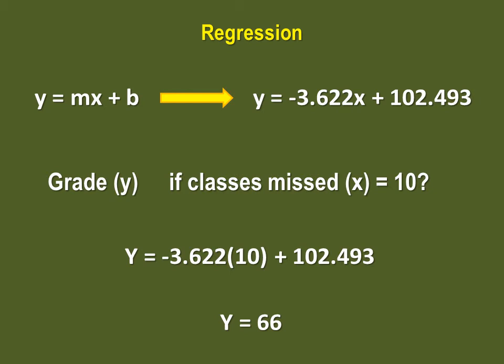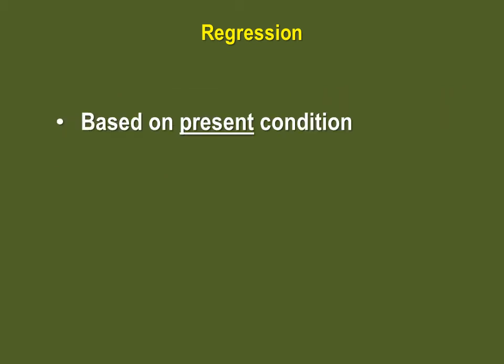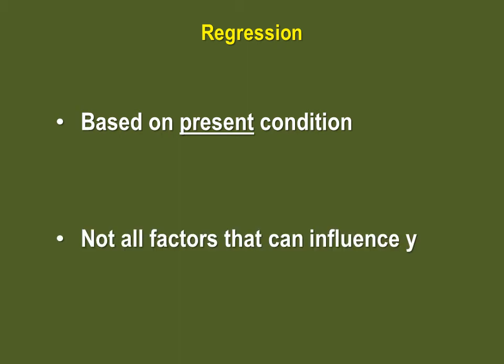Now you must be cautious, of course, with such predictions because they are made based on present conditions. What if in the following week the prof changes the class format to only assigning chapters to read in the book and there's no need to go to class? And they also do not take into account all of the factors that can influence the dependent variable. What if the student that misses 6 classes actually works and studies harder than the student that missed 3? So don't throw all caution to the wind and be critical of the results of your predictions.